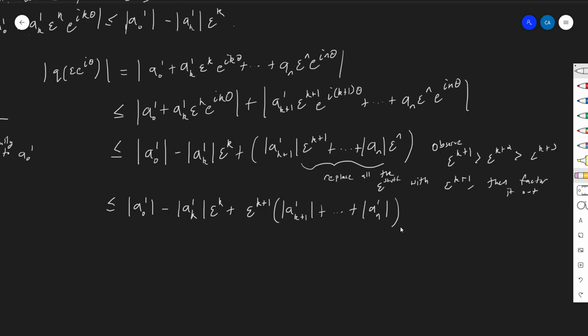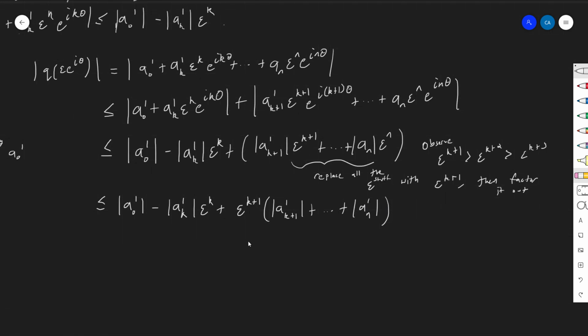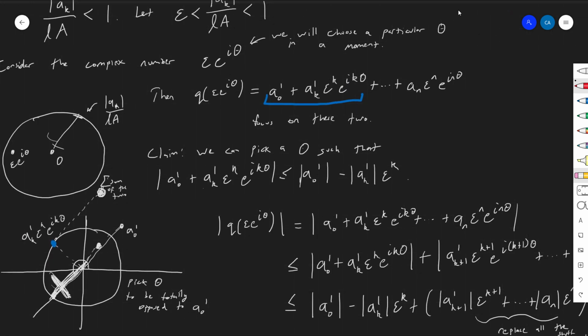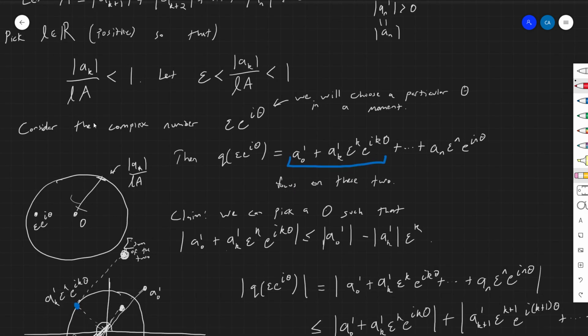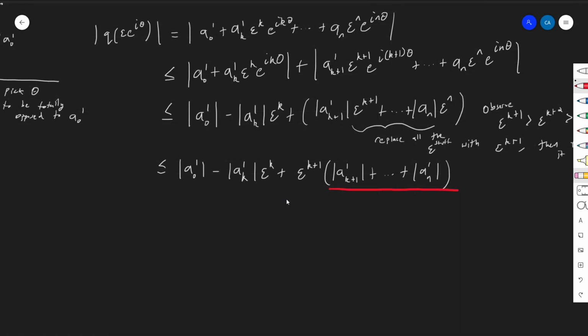And at this point, everybody watching this video just has no clue what's going on anymore. But if you were really paying attention, you would be like, what's this thing? Oh, wait. This thing is A. We defined it earlier. There it is. So this whole thing is just A. And I'm going to pull out an epsilon as well. So this is equal to a 0 prime minus a k prime epsilon to the k plus epsilon to the k times epsilon times A.